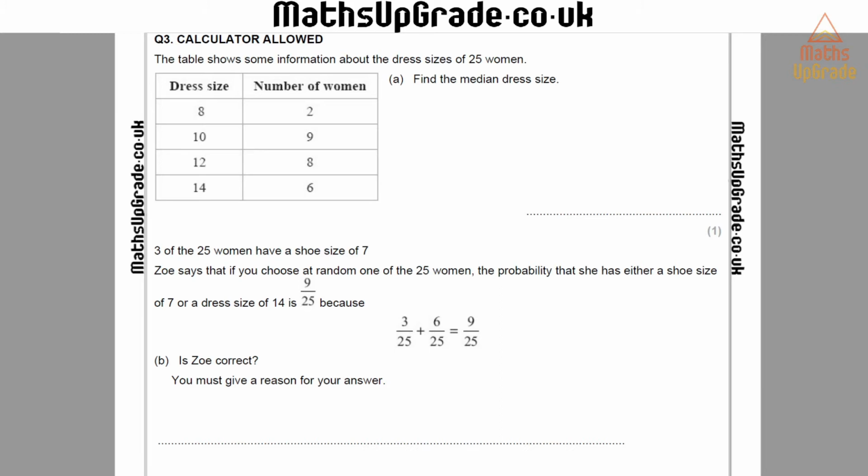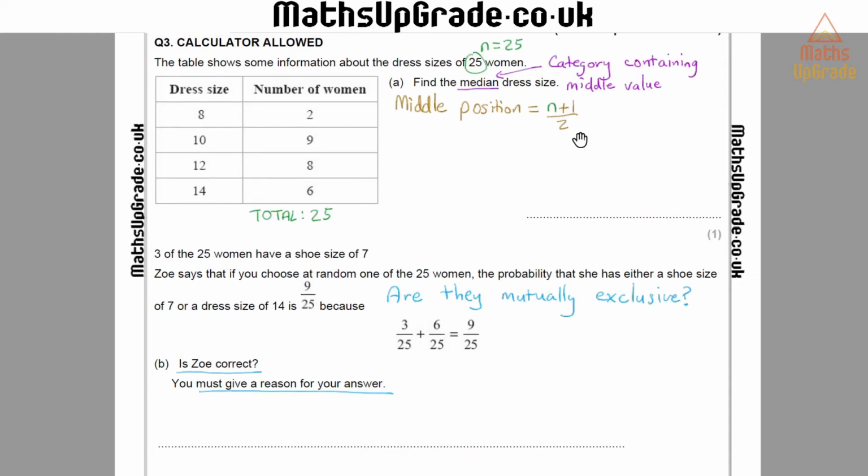In question 3, we're given some information about the dress sizes of 25 women. We need to find the median dress size first of all. The median dress size, we need to first of all find the middle position. The middle position in a set of numbers is given by the number of numbers, add 1, divided by 2. That gives us the middle position.